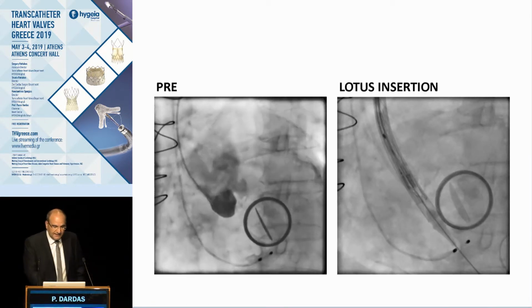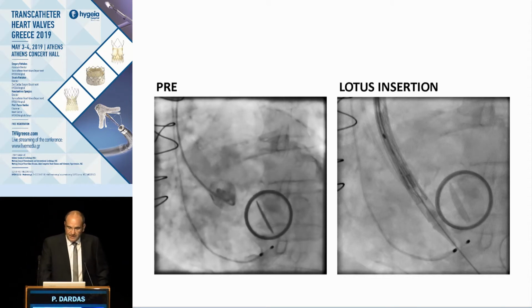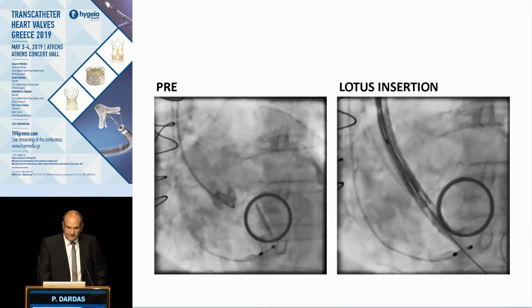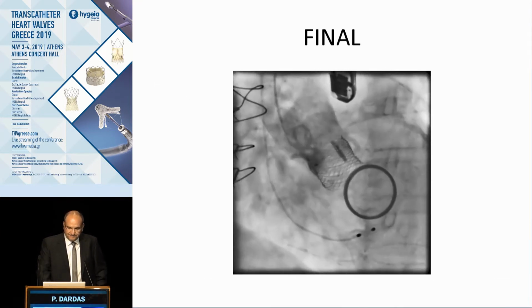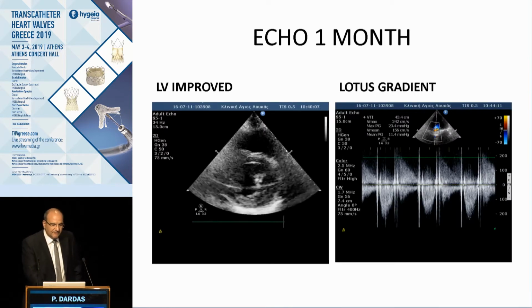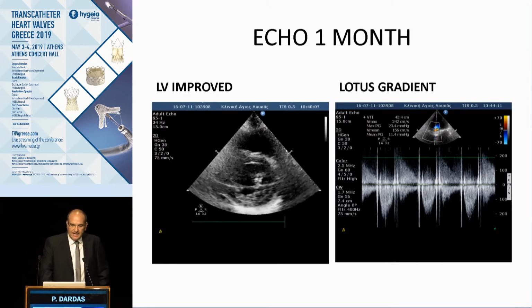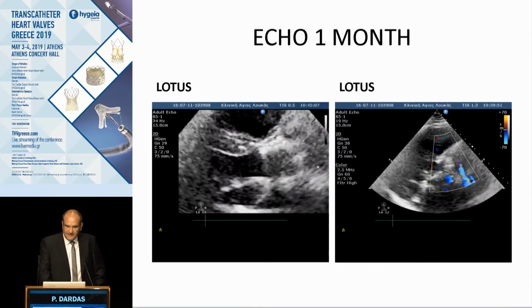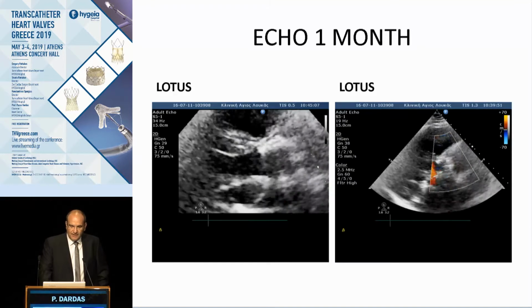And we put a Lotus valve in this case. We had to have a fully recapturable valve, and with a very good result. And also the LV improved considerably after the procedure, and this is the appearance of the valve, no aortic regurgitation.